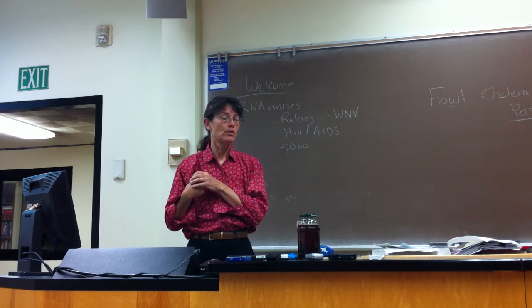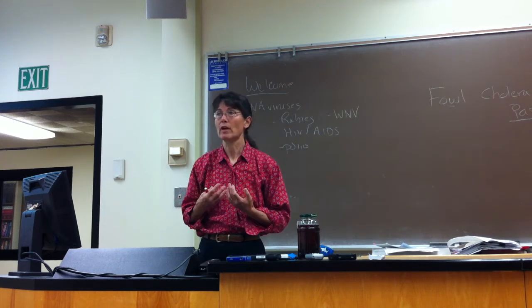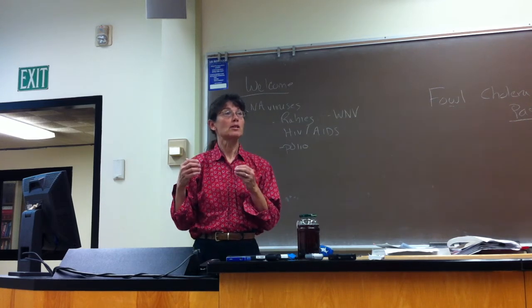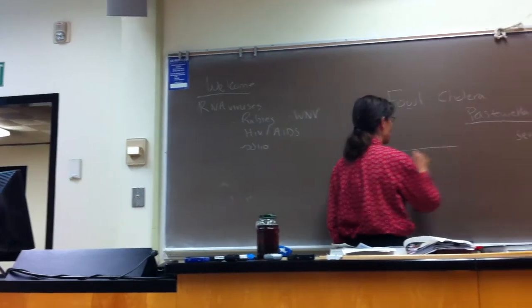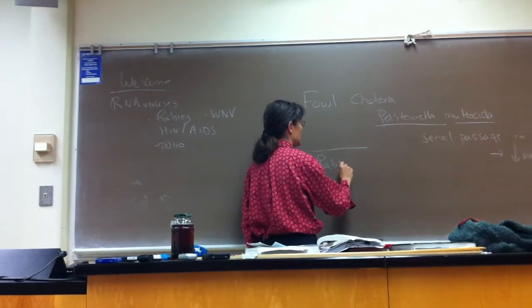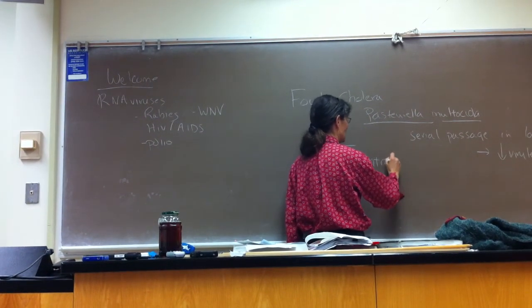What he did was that he took brain from an animal that had died from rabies, maybe it was a rabid dog, and he took brain material, ground it up, and then he inoculated rabbits. And he inoculated rabbits in the brain, so intracerebral inoculation.